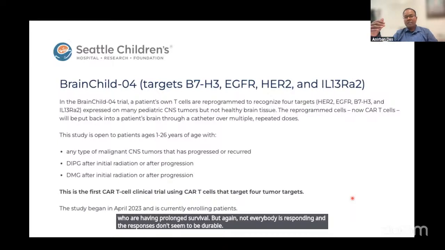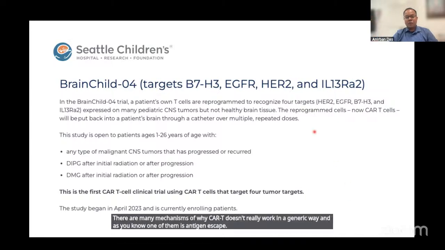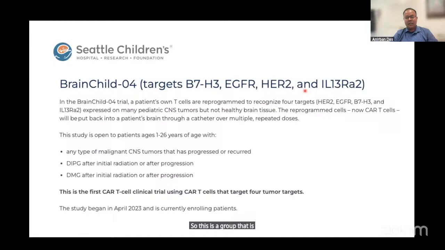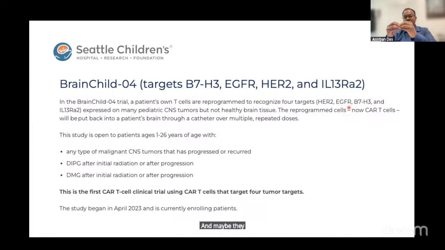There are many mechanisms of why CAR-T doesn't really work in a generic way, and as you know, one of them is antigen escape. So this is a group that is trying to target multiple antigens at the same time. And there are other mechanisms where it suggests that the CAR-T cells really go in and then the macrophages don't allow them to work. And maybe they are not even able to go into the center of the tumor.